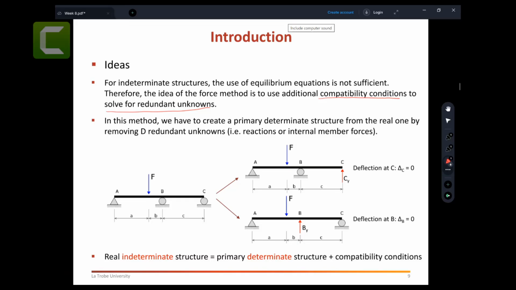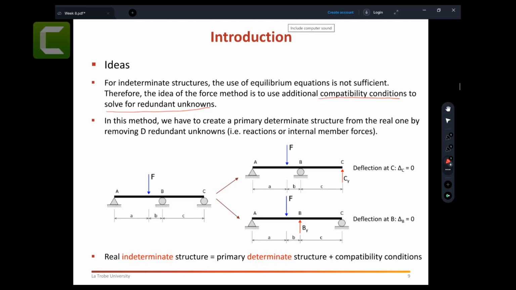We will keep that with us. But there is an extra quantity. Let's say the degree of indeterminacy is 1, so you need 1 extra compatibility condition. If you have a degree of indeterminacy equal to 2, you need 2 additional compatibility conditions. So you have extra equations that will help you solve those unknown redundant forces. That is helpful, right? You have three equilibrium equations plus additional compatibility conditions. How many compatibility conditions you get depends on how many degrees of indeterminacy you have.